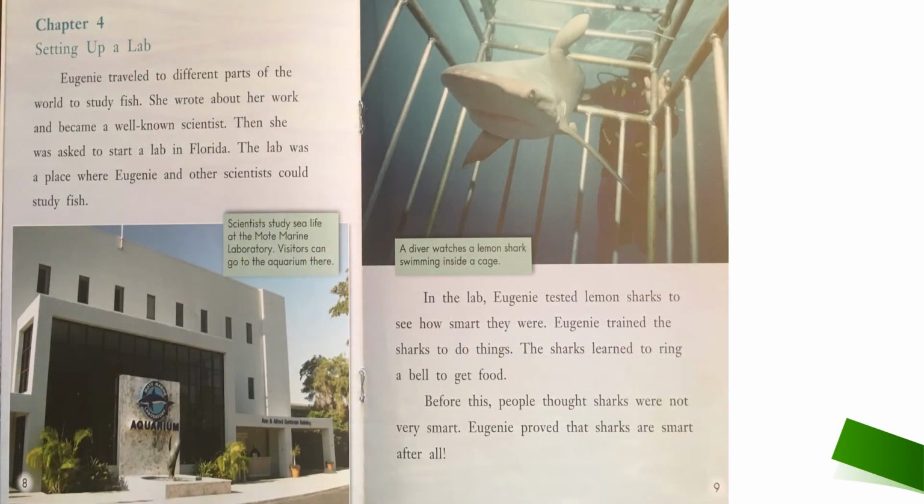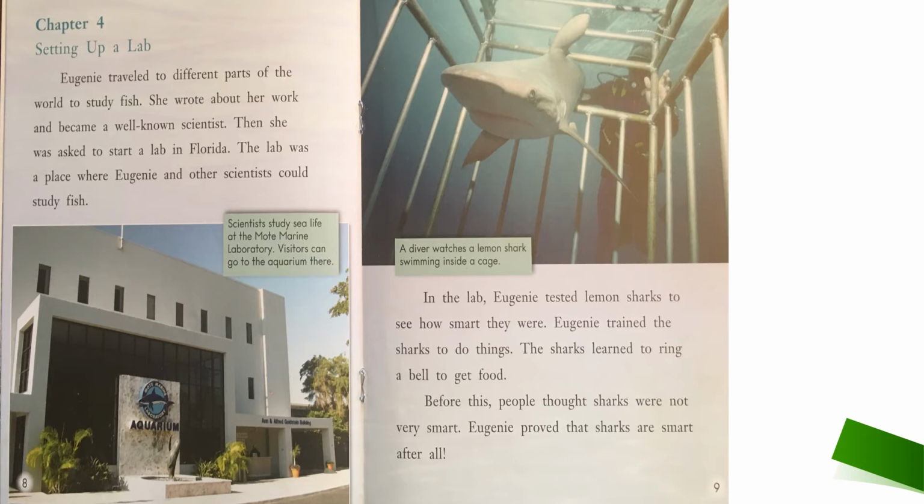Remember, students, I want your eyes on the text and try to read it with me. That's so important. You can't become a better reader if you don't practice reading. Here we go. Track it with your eyes or some other method. Chapter 4, Setting Up a Lab. Eugenie traveled to different parts of the world to study fish. She wrote about her work and became a well-known scientist.